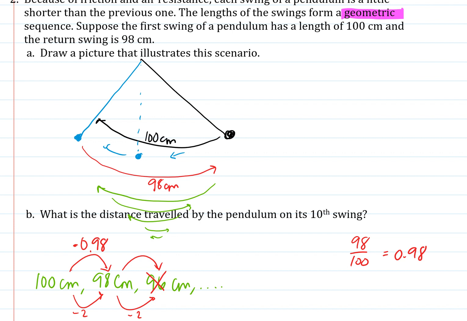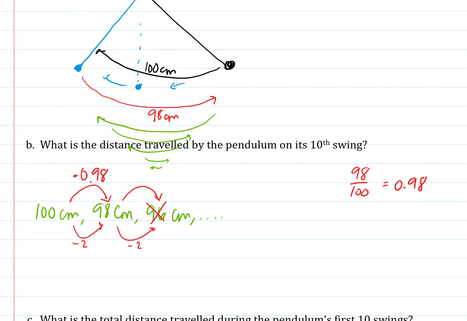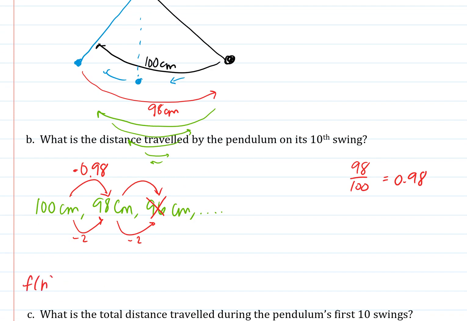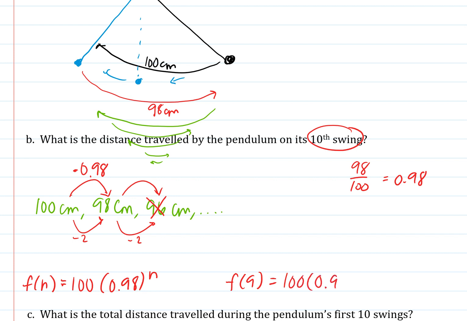So the common ratio must be 0.98, which makes the third swing not 96, but some other number. So our sequence is going to look like this. f of n is 100 times, since it's a geometric sequence, it should look like an exponential relationship. The 10th swing would be 9 swings after the initial. So we're looking for f of 9 is 100 times 0.98 to the 9th power, which is 83.4 centimeters. So yep, this pendulum is slowing down sort of slowly.